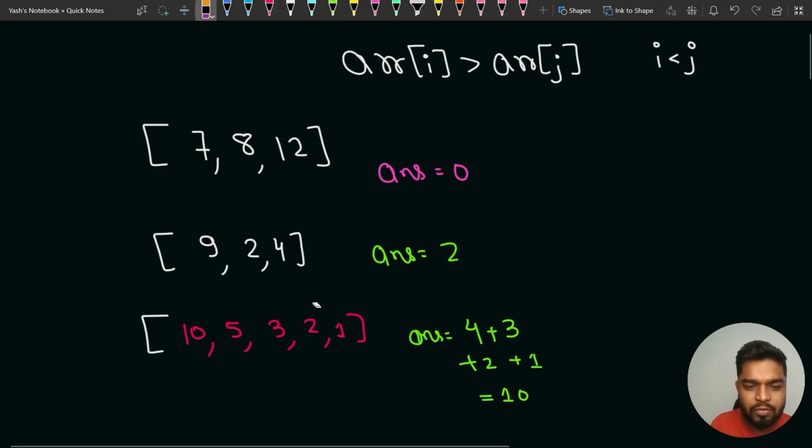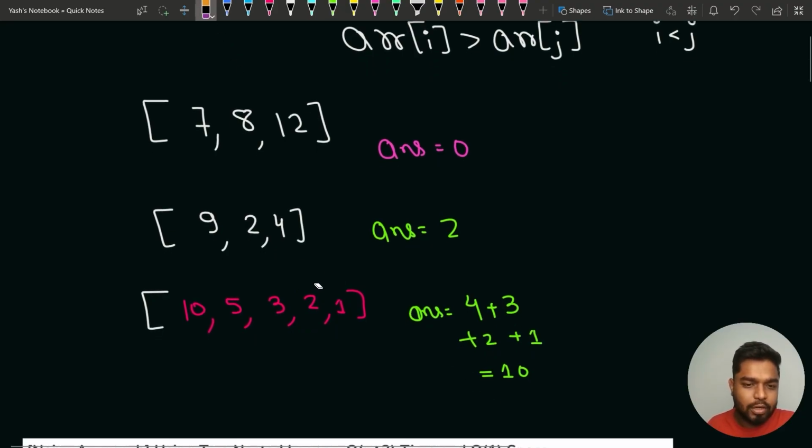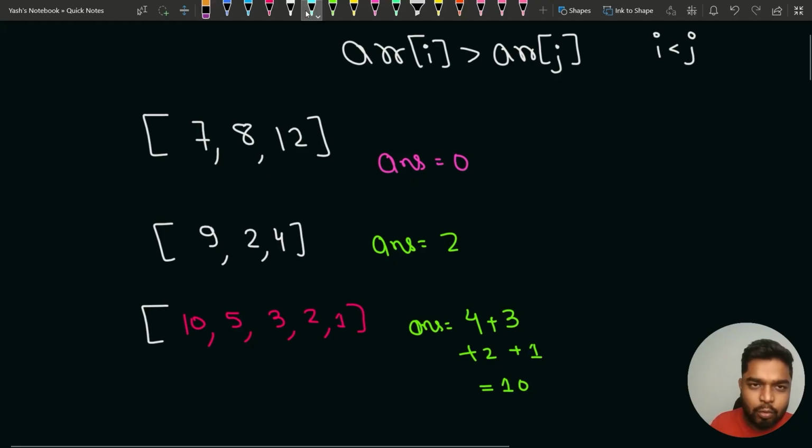Now if you observe, what can I conclude? If the array is sorted in the decreasing order, then I can conclude that for the very first element, there are n minus 1 elements on the right side.